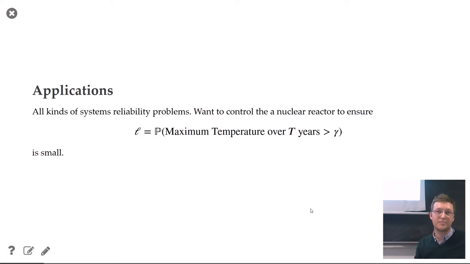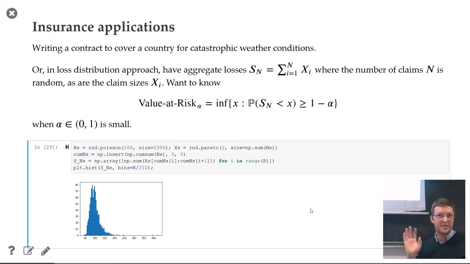Applications are to all kinds of reliability problems. You need to operate a nuclear power reactor and you want to make sure you have no meltdowns, with some infinitesimal probability, or you're operating a dam, or you want to know the probability of a once-in-a-lifetime hurricane or something like that.